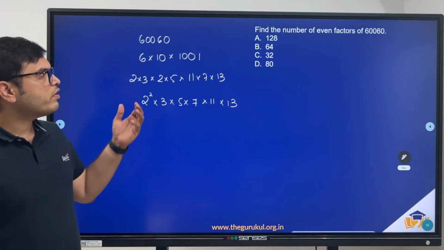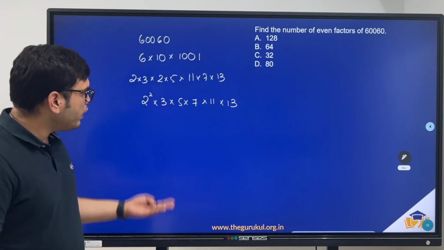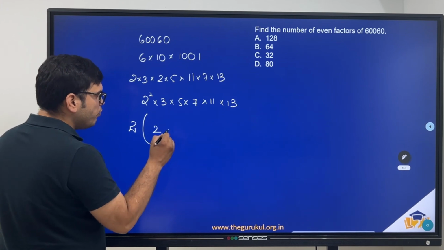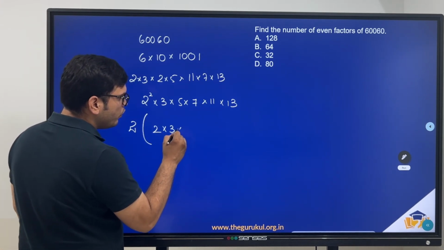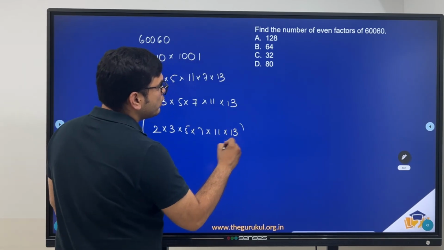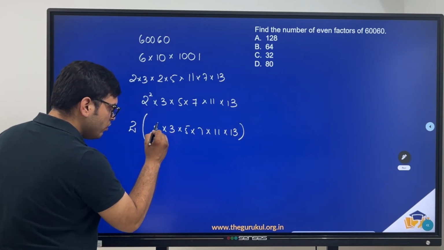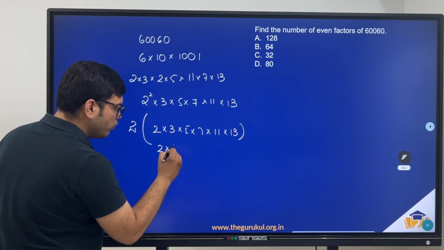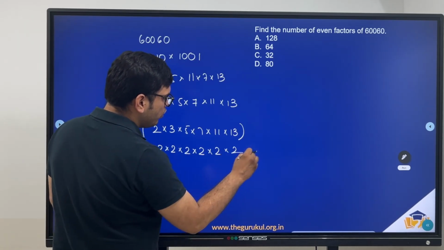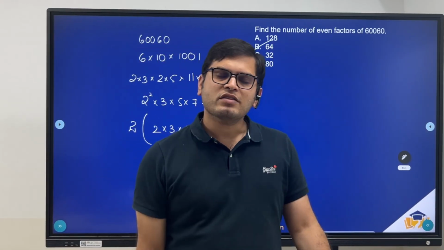Right. Now what was asked? Find the number of even factors. So they should be multiples of 2. Right. So let us bring one 2 outside. Right. So you'll be having 2 into 3 into 5 into 7 into 11 into 13. So the number of factors for this would be 2 into 2 into 2 into 2 into 2 into 2, which is nothing but 2 power 6, 64 should be the answer to this question.